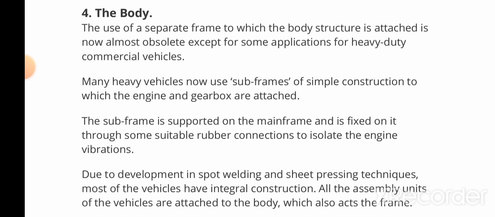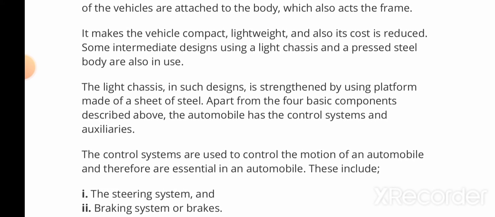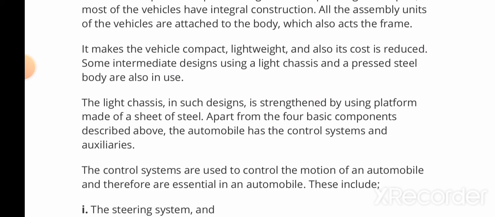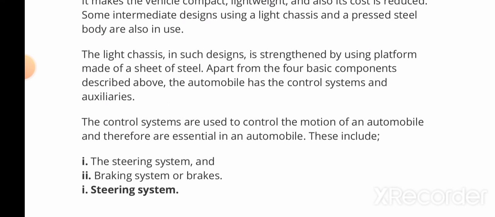So for providing this type of manual structure, we use separate structures which are adjusted on the outer surface of the vehicles, on locomotive vehicles. So these are the mainly usual aspects which come out from the certain topic. On these topics there are some other little words, like the light changes in such designs is strengthened by using platforms made of sheet of steel, apart from the four basic components described as the steering system and the braking system.